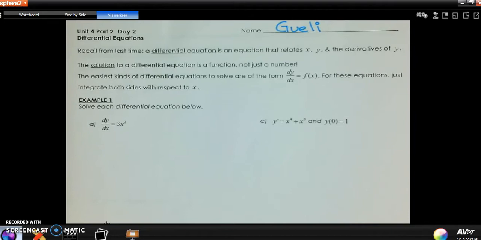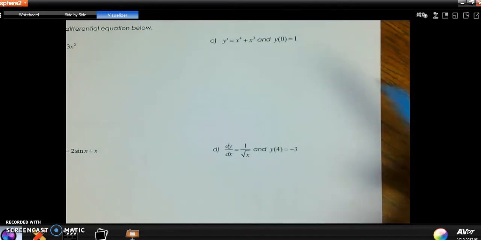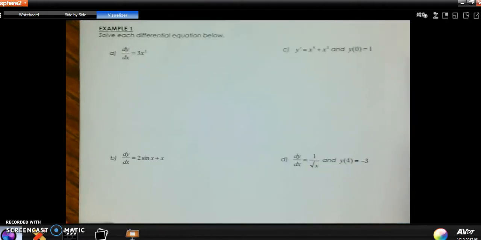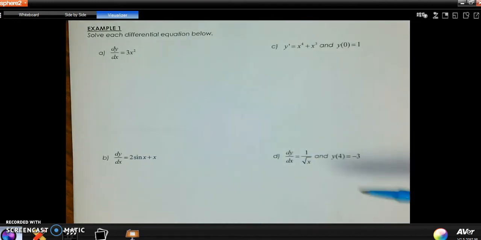The first type is if you are working with a differential equation and there are only x's. All these examples on this first page have only x's on the right-hand side. The two, c and d, are different because you also have an initial condition along with them. If that's the case, what you want to do is just integrate both sides with respect to x.